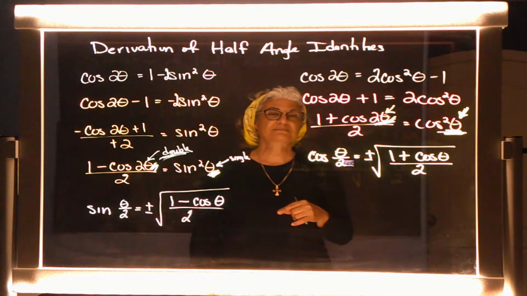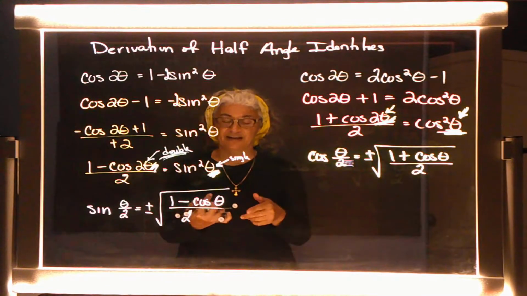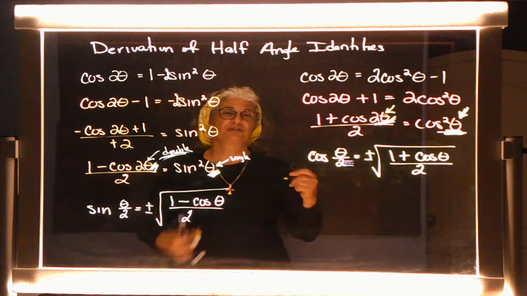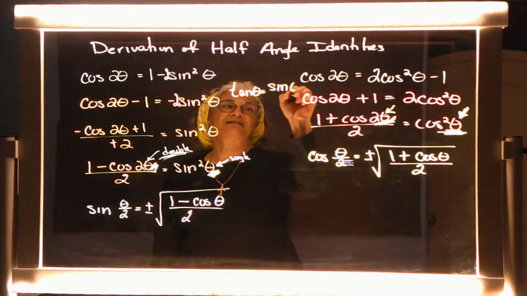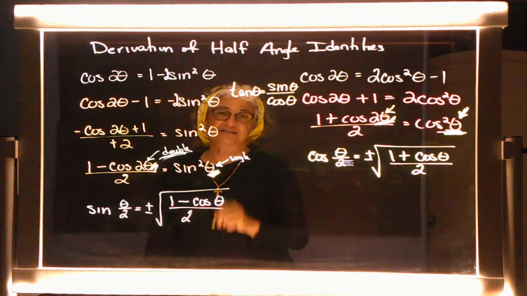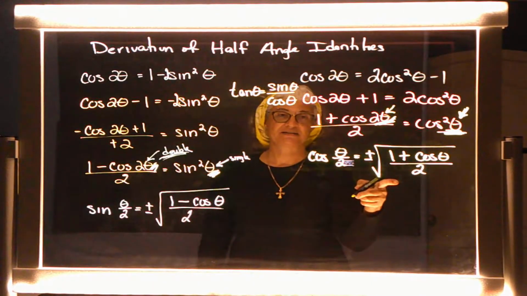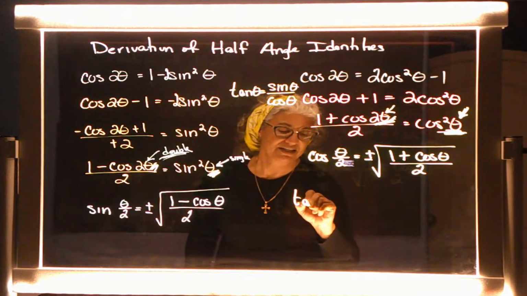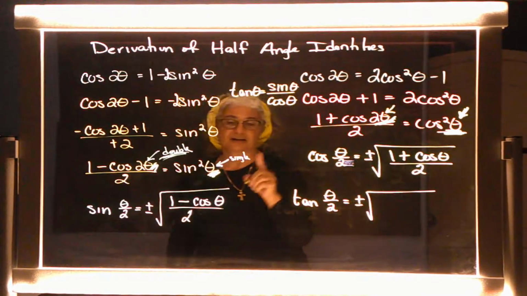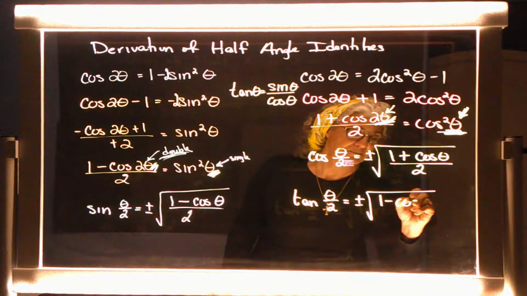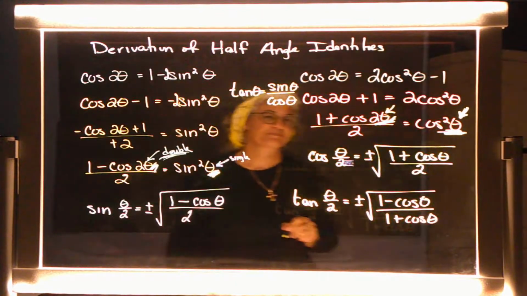Cool? Okay. So there's one more trig function that we have to find the half angle for, and that's tangent. So quick refresher for your brain. Tangent is sine over cosine, isn't it? If I take this sine and divide it by this cosine, then the tangent of theta over 2 is going to be plus or minus the square root of 1 minus cosine of theta over 1 plus cosine of theta.